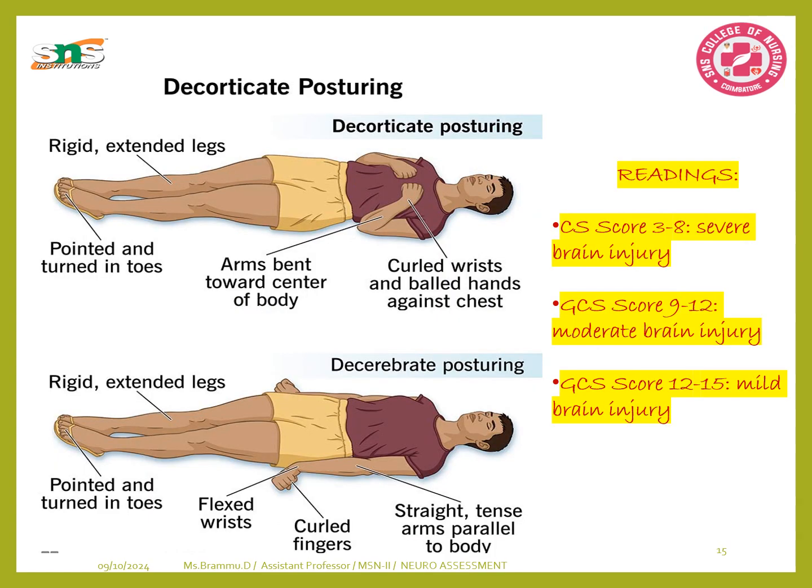In case of a decorticate position, the upper picture shows there will be pointed toes towards the foot end, and you can see the upper extremities are well flexed and towards the midline. In case of a decerebrate position, the legs are extended and rigid, but the upper extremity you can see is towards the sides of the body in a curled fashion, that is abnormal flexion.